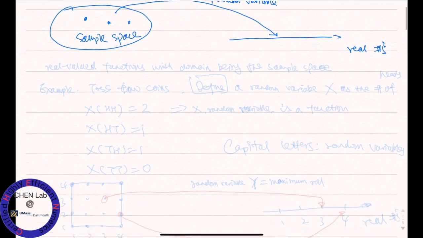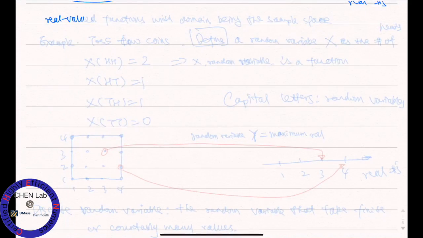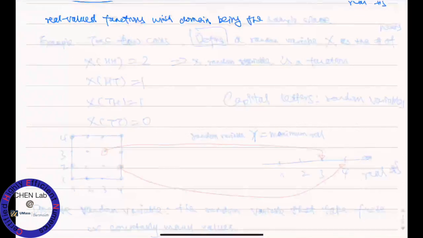Mathematically, random variables are real valued functions, basically from the sample space. When you have a function, you have a domain and a range, with the domain being the sample space, and the range of course being the real axis. Domain, range.